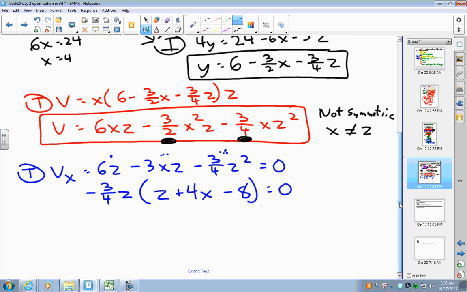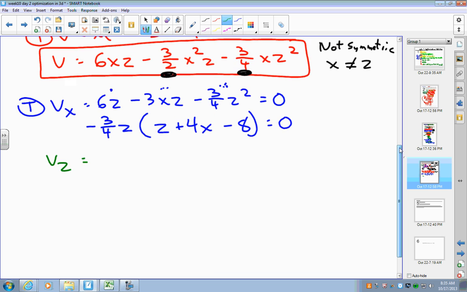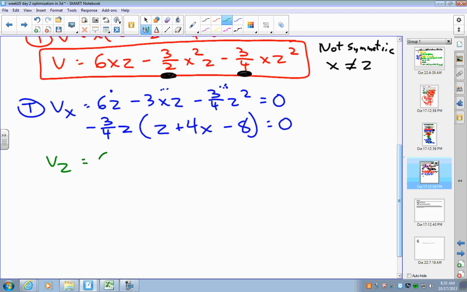And I'm also going to do it with the Vz. And this derivative is, I can't see it, so pull up. Here we go. Vz, 6x minus 3 over 2 x squared minus 3 over 2 xz. Set him equal to 0. So I don't like that 3/2 as a fraction. I'm going to pull that out.